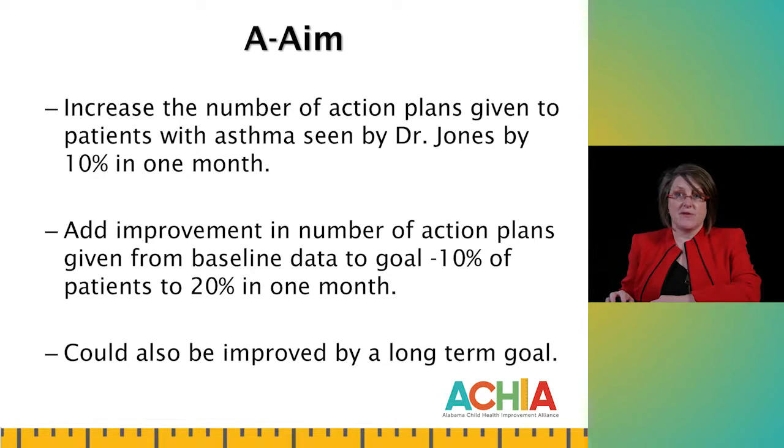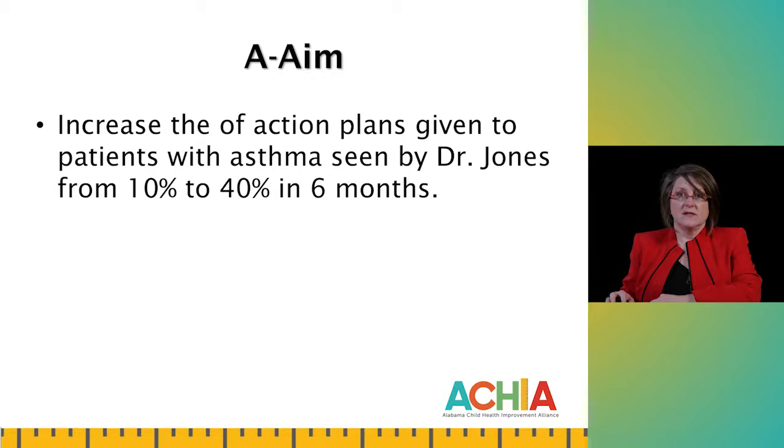That's to increase the number of action plans given to patients with asthma seen by Dr. Jones by 10% in 1 month. Even this one could be improved because we could add improvement in the number of action plans given from baseline data to goal. For example, 10% of patients to 20% of patients in 1 month. It could also be improved by including a long-term goal. So, if we perfect this one a little bit, it might read better in this form. Increase the number of action plans given to patients with asthma seen by Dr. Jones from 10% to 40% in 6 months.